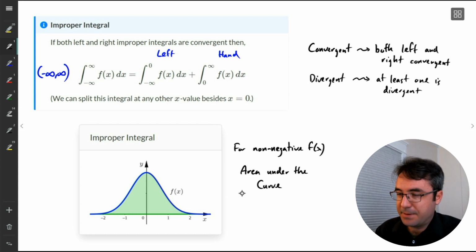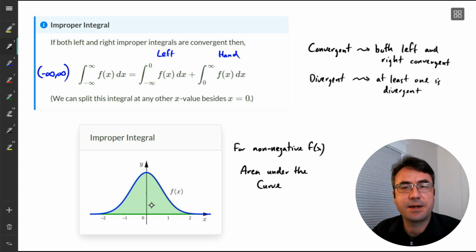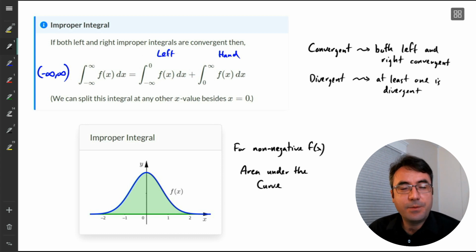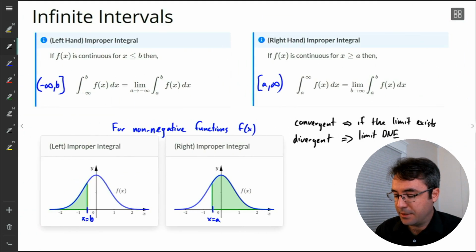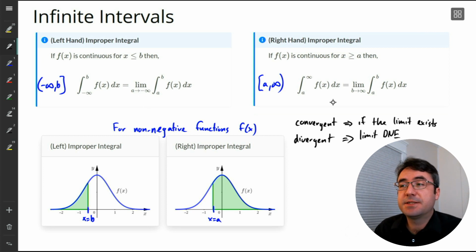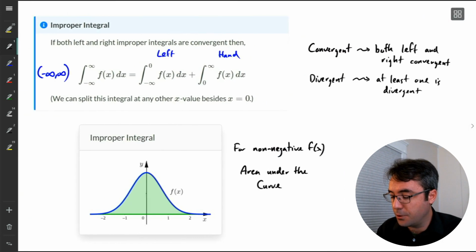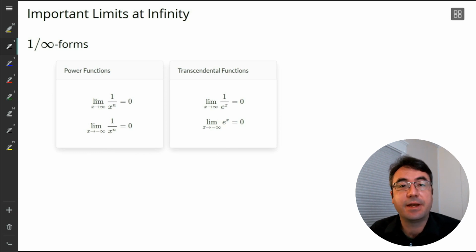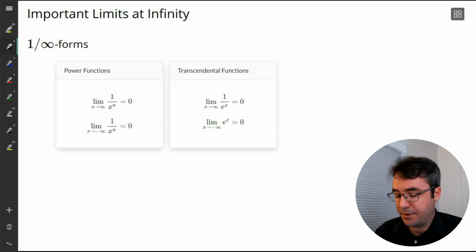So again, we know integration always relates back to area under the curve. All right, so when we calculate these improper integrals, especially if we go back to our left and right, this is where we get our hands dirty, is we're calculating limits at infinity. So let's go through and remember some of those important limits at infinity. This is just going to help us with our calculations.